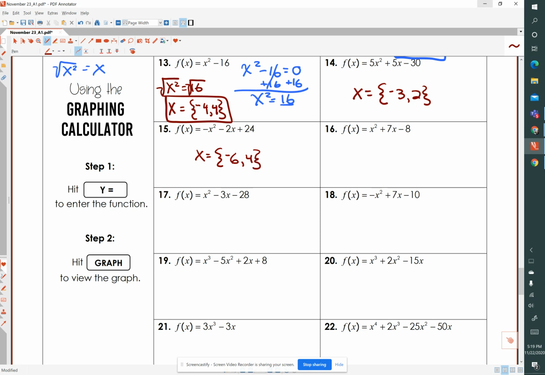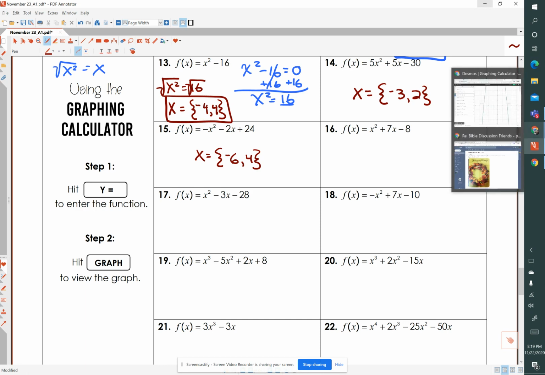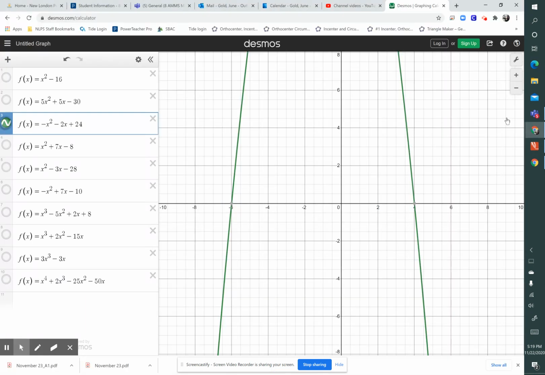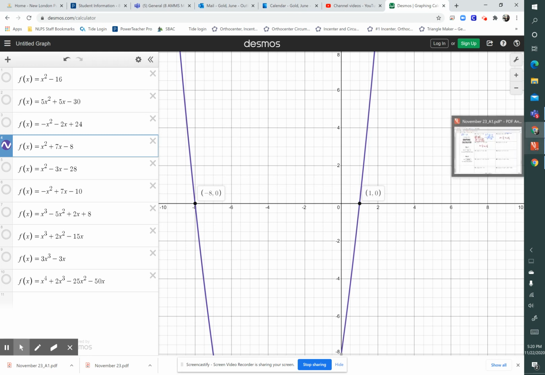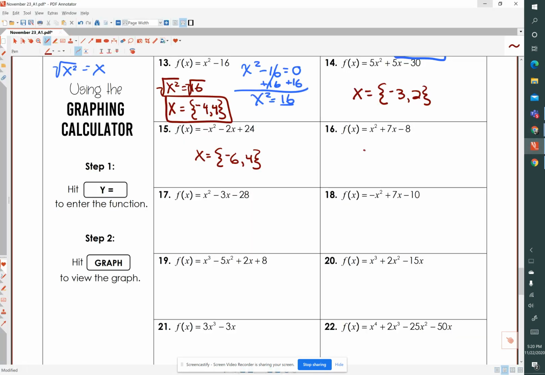Now we'll look at x squared plus 7x minus 8. And we have a zero at, there it is, let me get right on it, -8. And we have a zero at 1. Again, only looking at the x values. So x equals -8 or 1. And you could box all these answers.